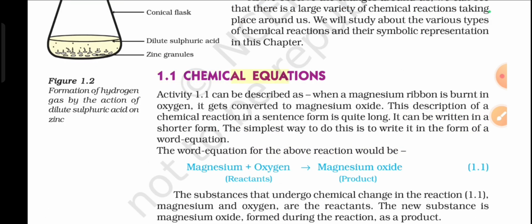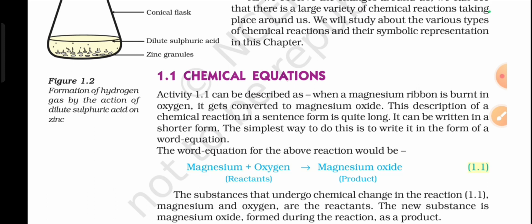1.1. Chemical Equations. Activity 1.1 can be described as: when a magnesium ribbon is burnt in oxygen, it gets converted to magnesium oxide. This description of a chemical reaction in a sentence form is quite long. It can be written in a shorter form. The simplest way to do this is to write it in the form of a word equation. The word equation for the above reaction would be: magnesium plus oxygen, arrow, magnesium oxide.